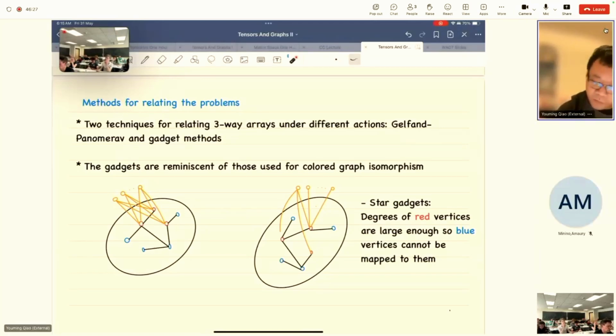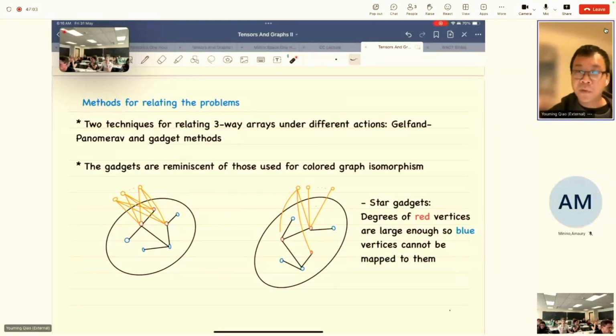So this leads to the so-called star gadgets. The star gadget says that you can add a bunch of extra vertices, and say if the graph is of order n, you add, I don't know, n plus 1 vertices, and then you connect them to the red vertices. So if you do that, you see that the red vertices will be of degree larger than or equal to n plus 1. On the other hand, the blue vertices will be of degree at most n.